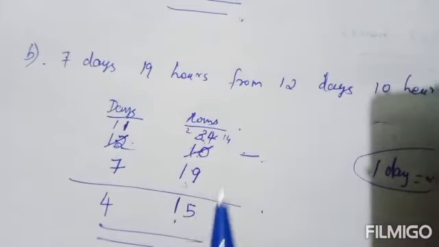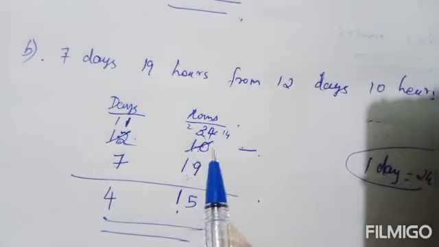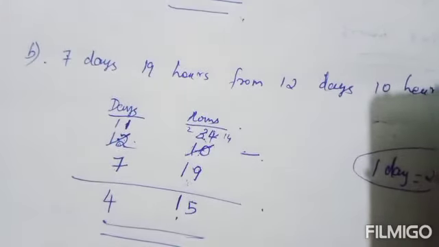Okay, in case of subtraction, if the smaller number is coming above, you have to change that. And then only you can do the subtraction.